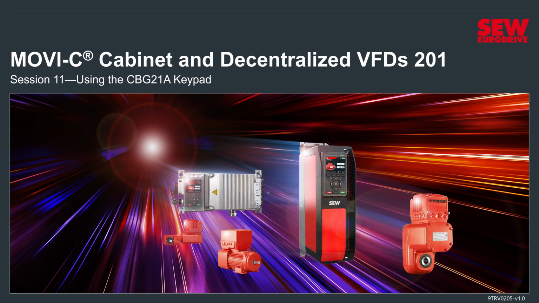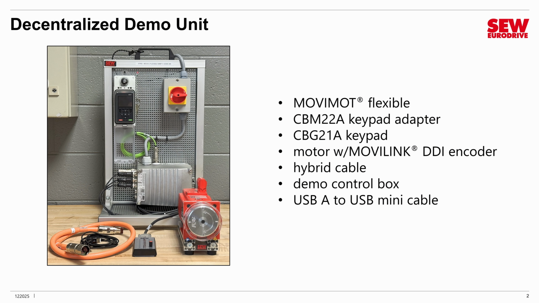Let's get started. Just a reminder, this is the demo unit we're going to be using. I've got a MOVI-Mod Flexible here, and you can see it's got a CBG21A keypad. You'll see that close up when I do the lab. We also have a motor with a MOVI-Link DDI encoder. It's a CM3C motor.